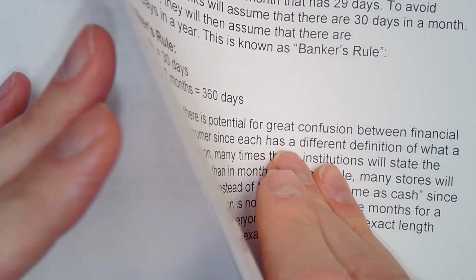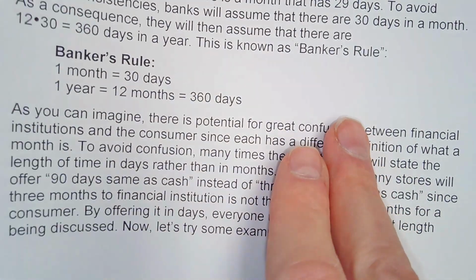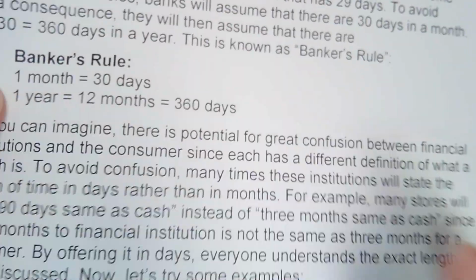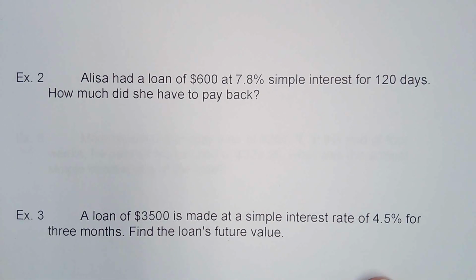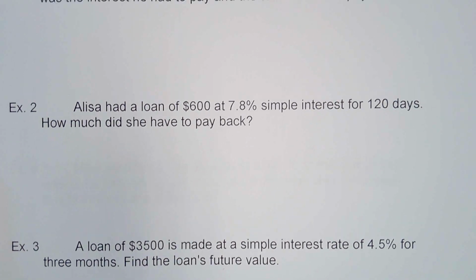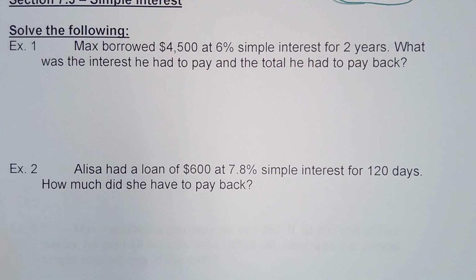Now, let's go ahead and try some examples. So we'll go ahead to our workbook. We're on the middle of page 105, and we're going to take a look at the first example. Max borrowed $4,500 at 6% simple interest for 2 years. What was the interest he had to pay and the total amount he had to pay back?